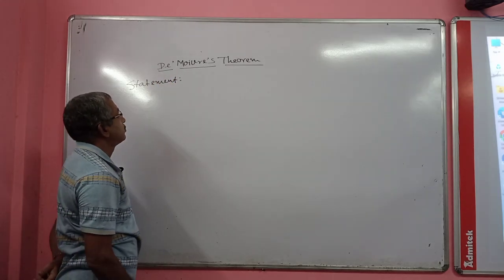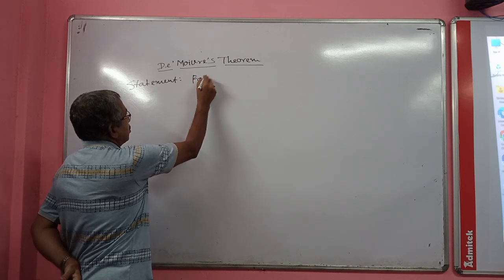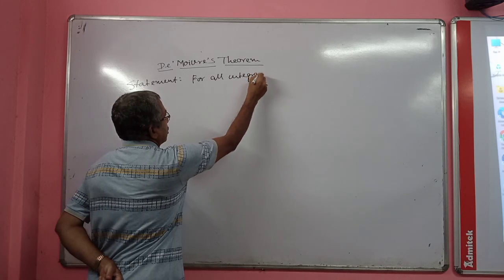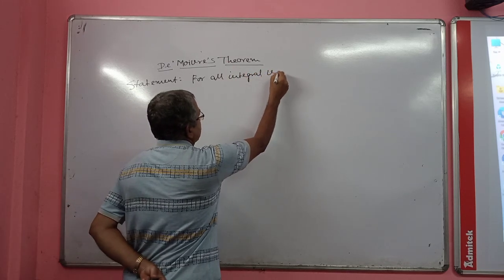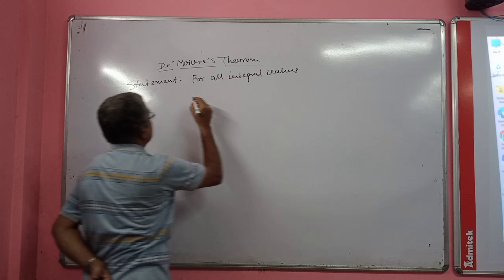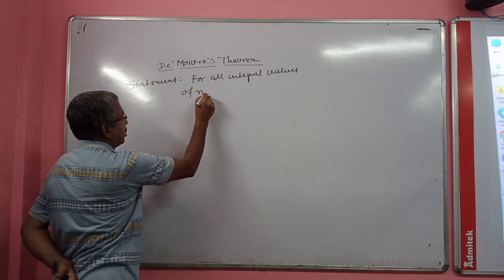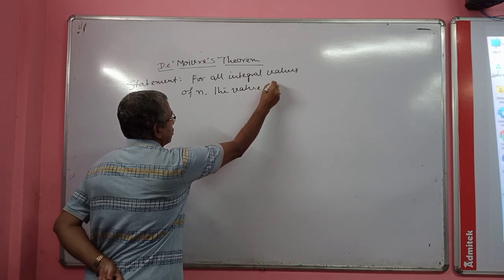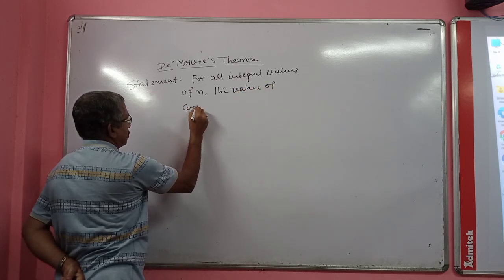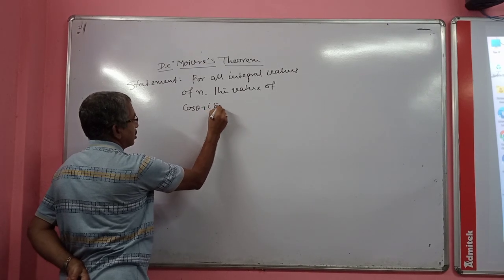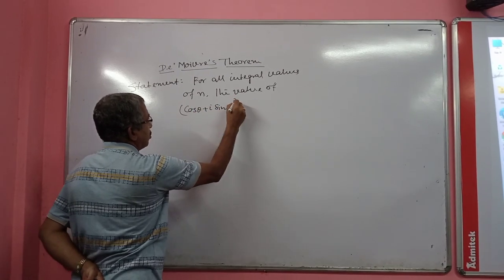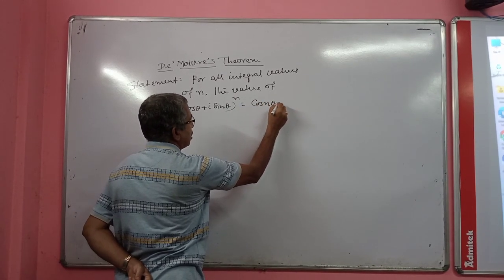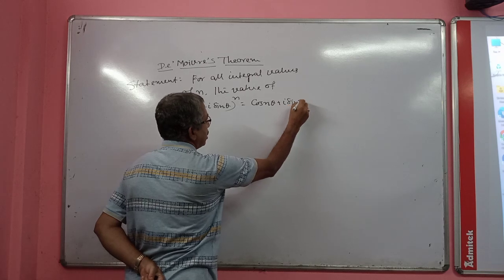For all integral values of n, the value of (cos theta plus i sin theta) to the power n is equal to cos n theta plus i sin n theta.